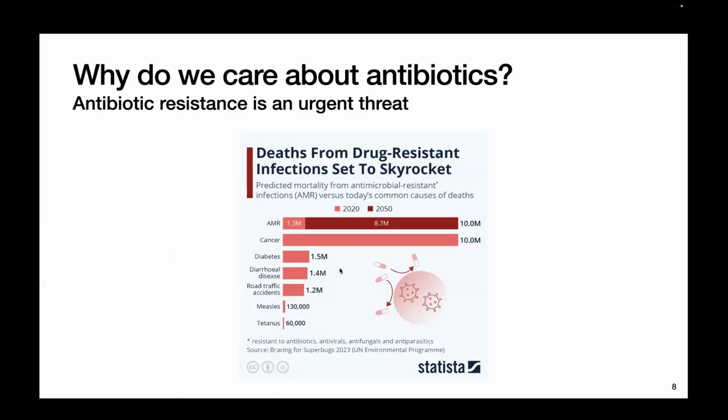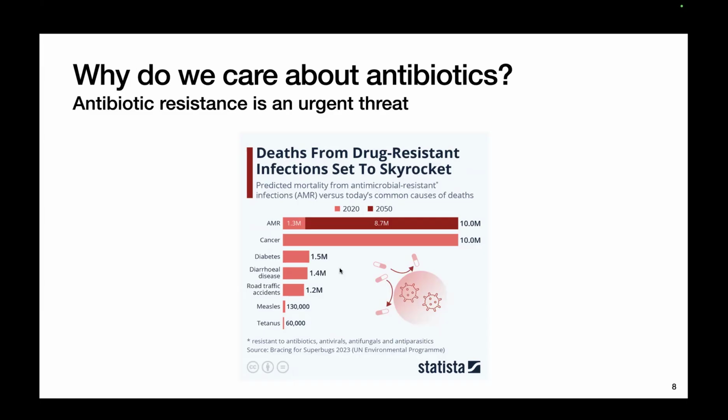So why do we care about antibiotics? Antibiotic resistance is actually a big problem. If you look at this figure, you have different kinds of diseases and their mortality rates. Cancer, of course, right now is the biggest disease. And AMR stands for antimicrobial resistant infections. These are caused by resistant bacteria, also known as superbugs, and they are immune or resistant to existing clinical antibiotics.